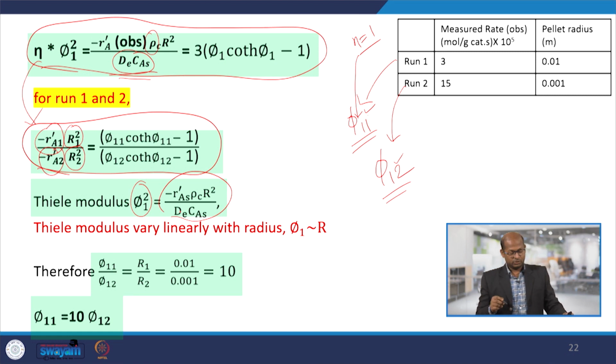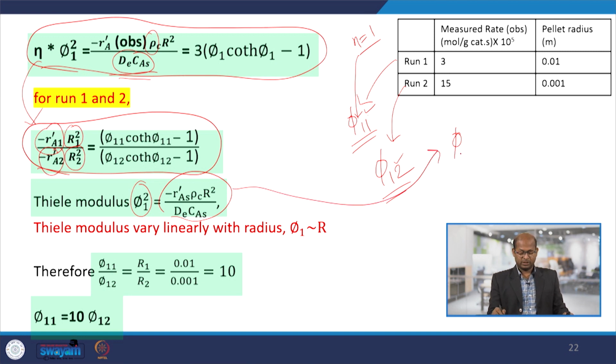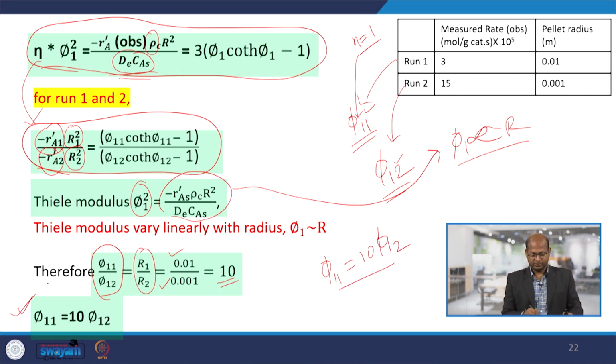Okay. So, now, Thiele modulus, from these correlations we can see it is directly proportional to R. So, phi 1 1 by phi 1 2 equals R 1 by R 2. R 1 and R 2 both are known. So, that ratio equals 10. So, phi 1 1 equals 10 times phi 1 2. So, that we can get from here.